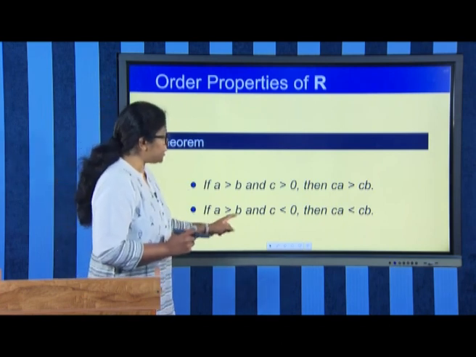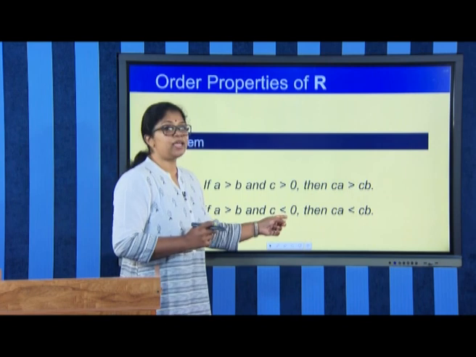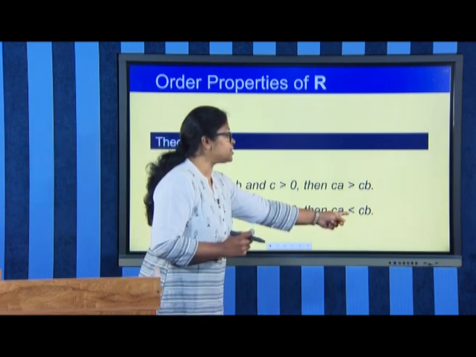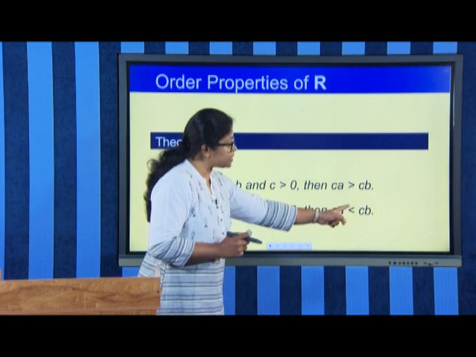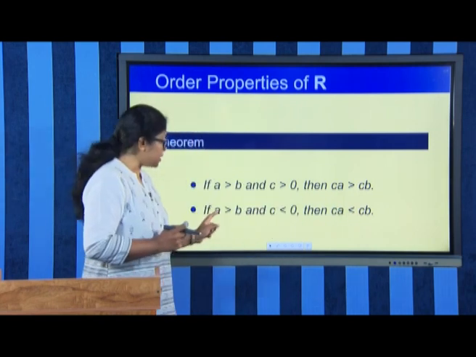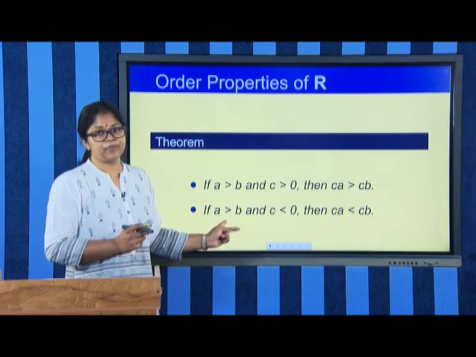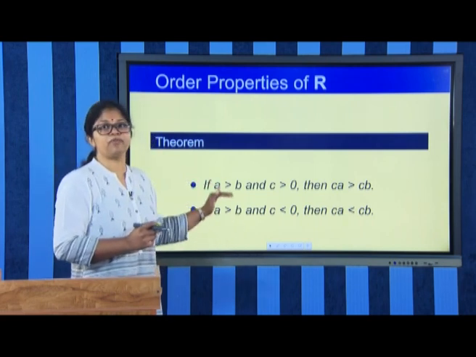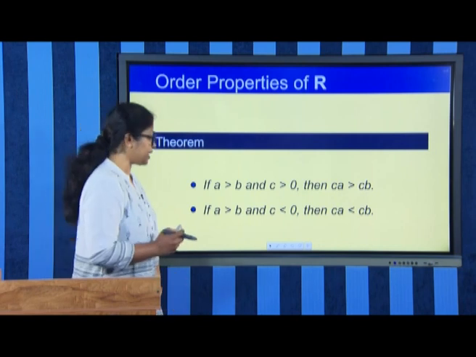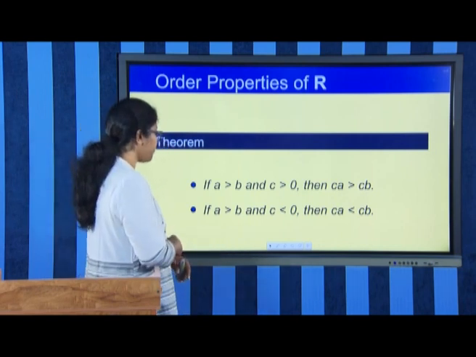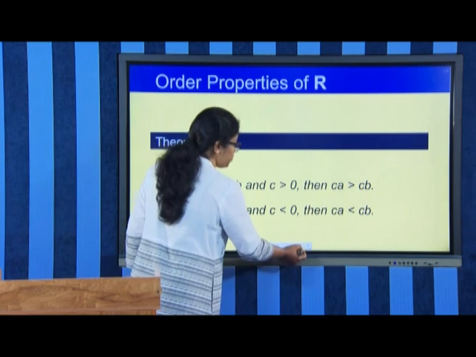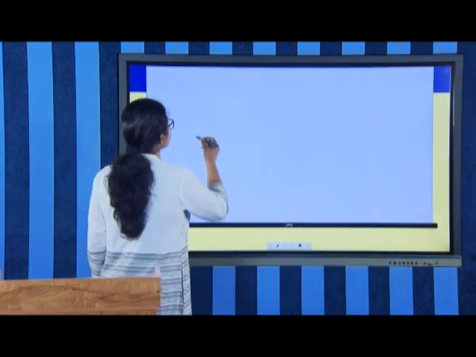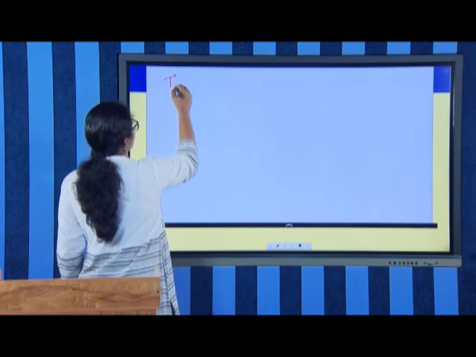And if A is greater than B and if we are multiplying with a negative real number, then the inequality is CA is less than CB, or this inequality is reversed. So, these are very known properties, but we are going to prove it rigorously in analysis. So, let us see the proof. Look at the proof of the first part, theorem number 2.